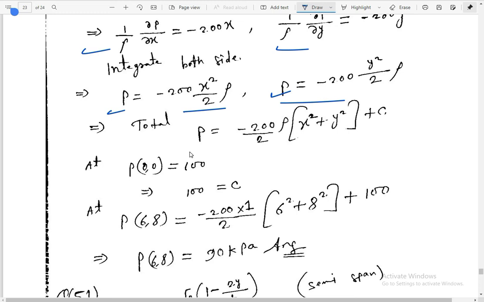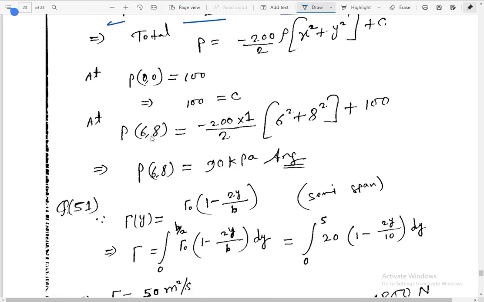Now we apply the boundary condition. Okay, at 0, 0 we will have c equal to 0. If we put x equal to 0, y equal to 0, it will all be 0. So p equal to c, constant.